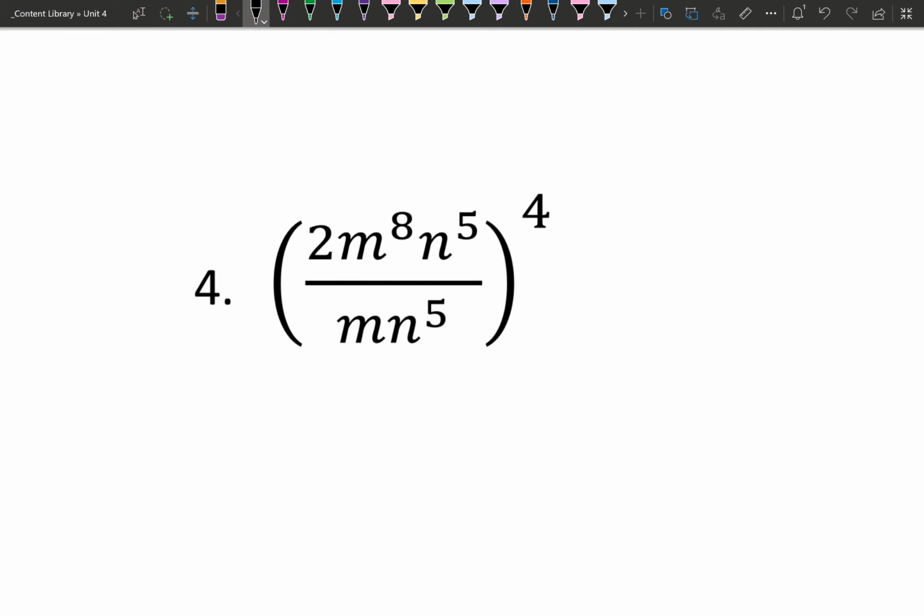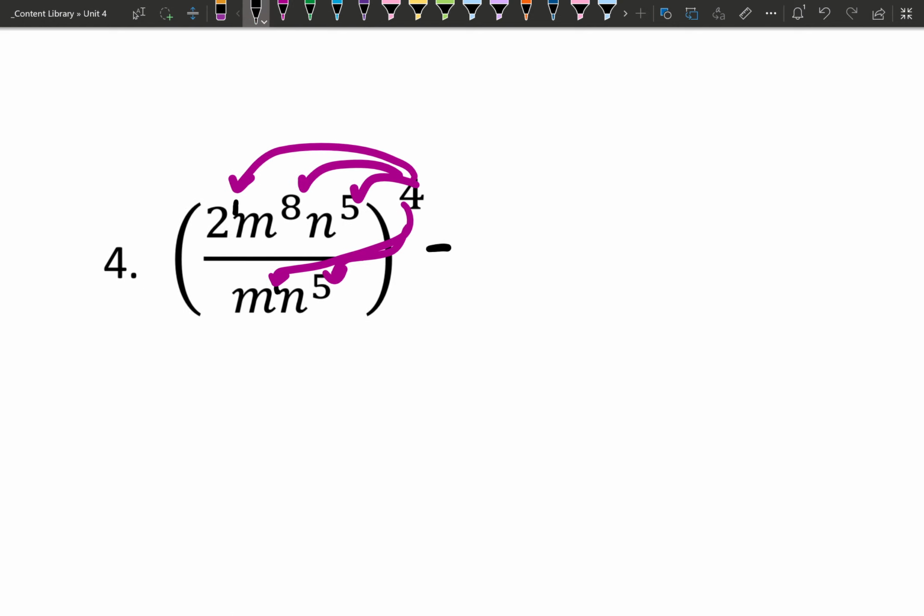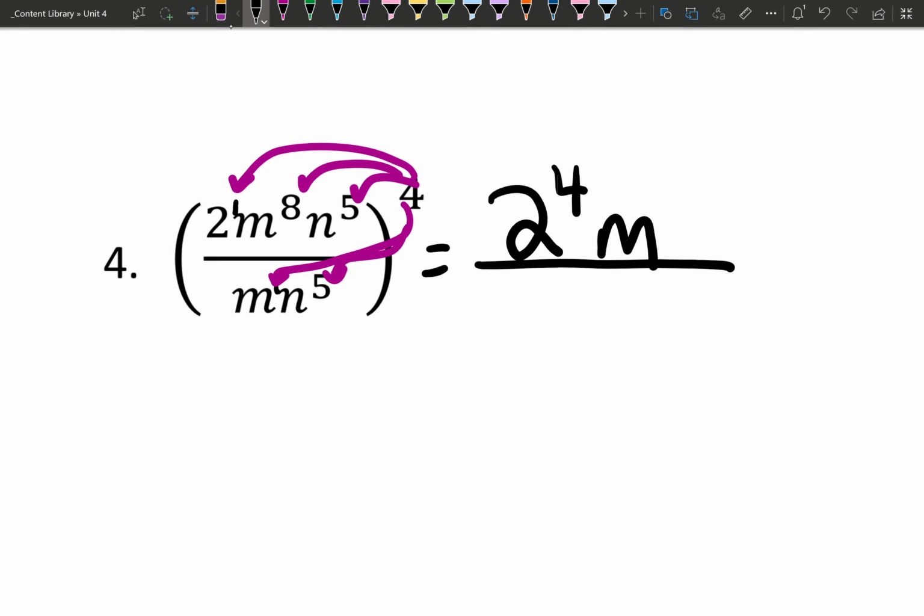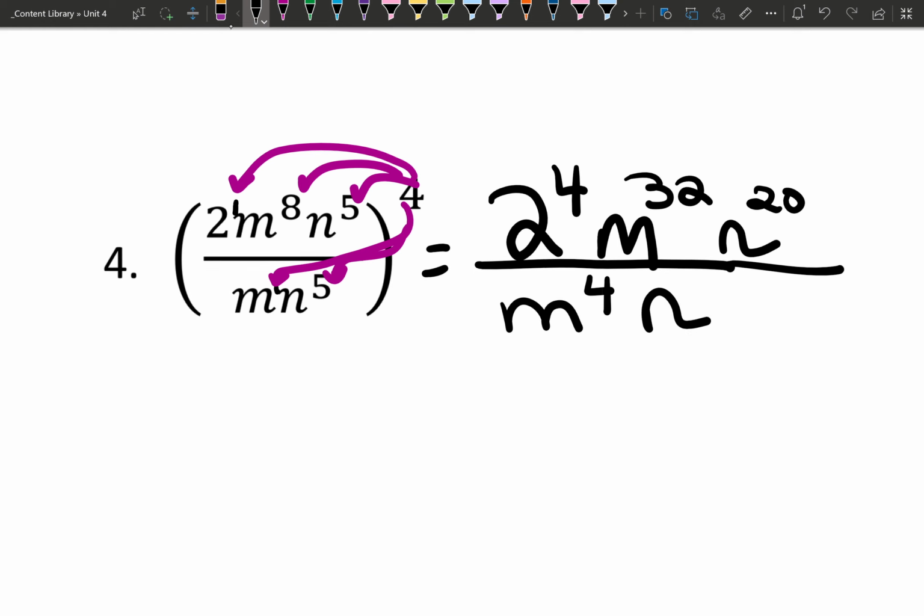I do want to write it in. 2 has an exponent of 1, and so does M on the bottom. Let's go. I'm going to multiply every single exponent by 4, and then we'll see if we can reduce from there. Or simplify, sorry. 2 gets a power of 4, because 1 times 4 is 4. M gets a power of 32. 8 times 4 is 32. The letter N gets a power of 20, because that's 5 times 4. On the bottom, M gets a power of 4, because that's 1 times 4. And N also gets a power of 20, because that's 5 times 4.